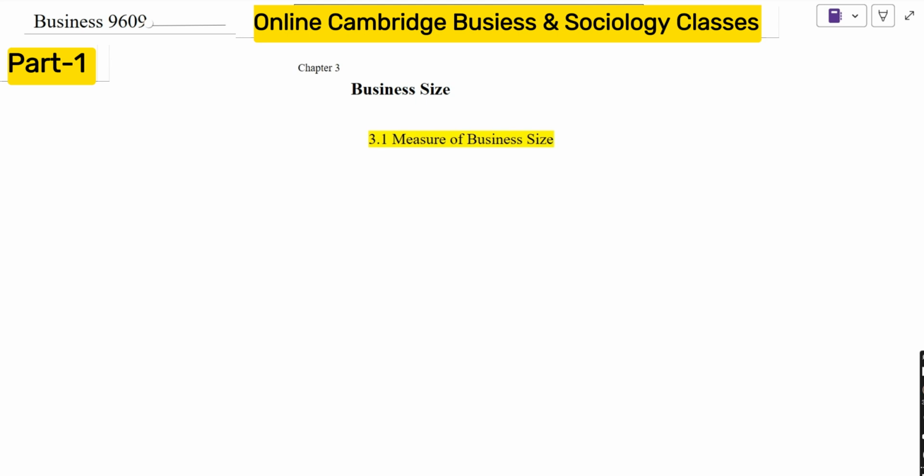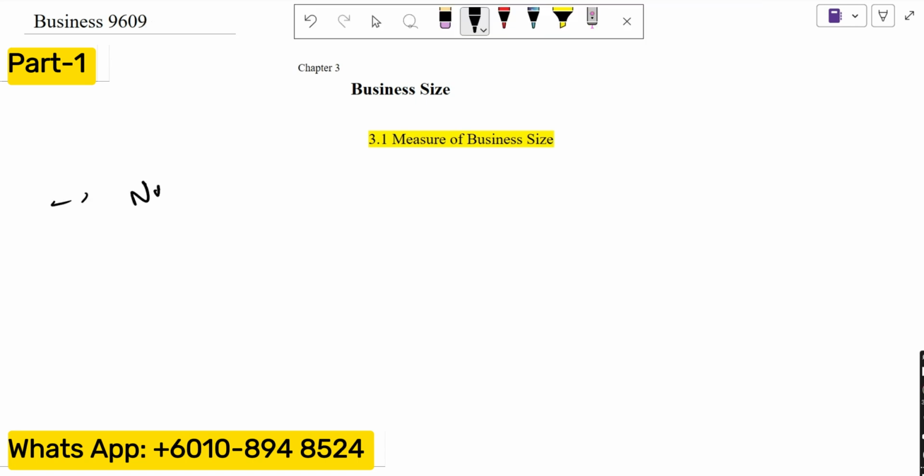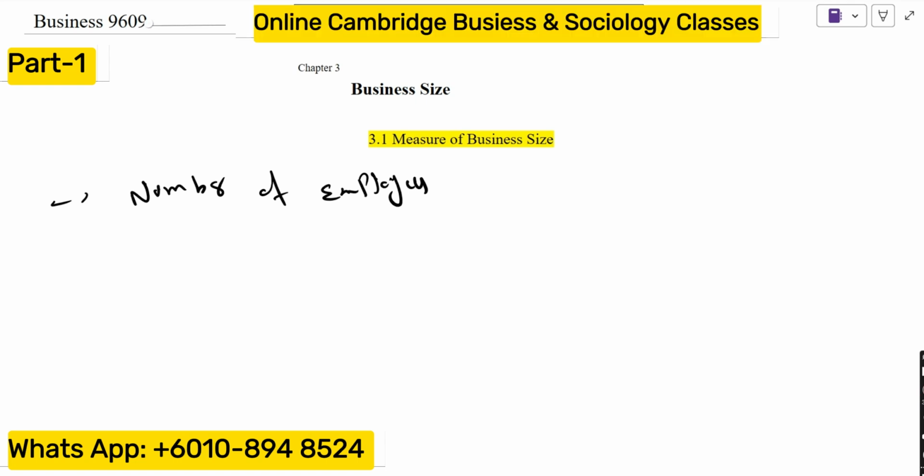So, the measure of business size. The first idea is to understand the business size in terms of employees. The first measurement of any business is the number of employees. Small businesses have fewer workers than large businesses. Of course, we all know that. That is the simplest measure. It is easy to understand and clear that a business employing many employees is likely to be large.